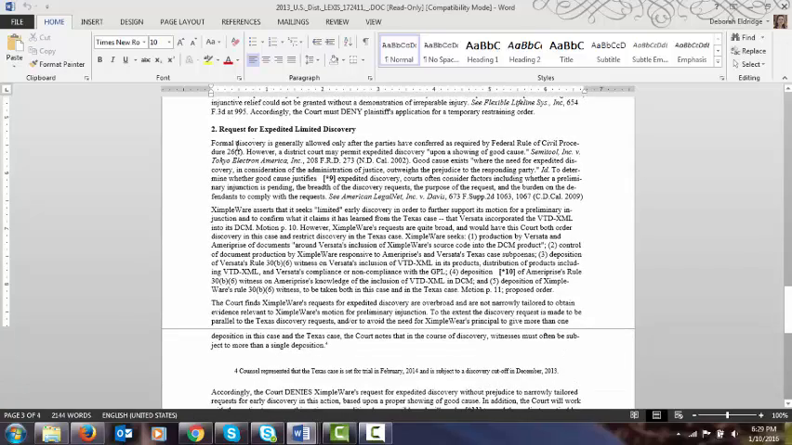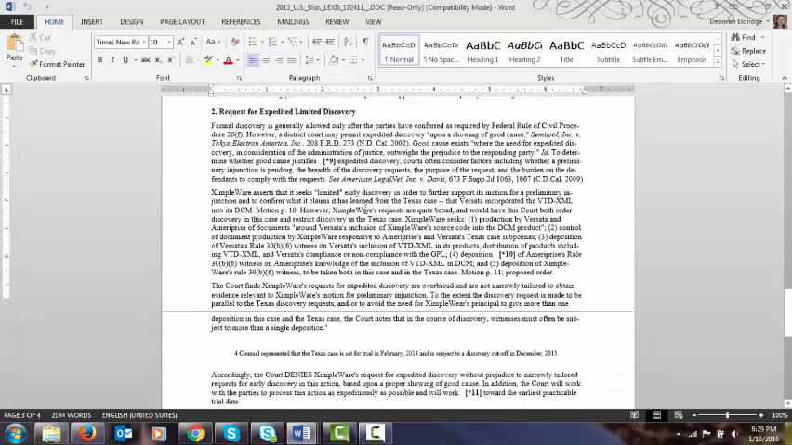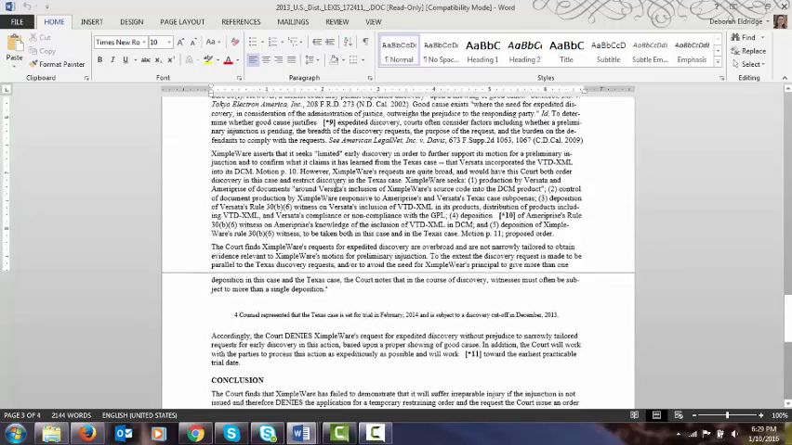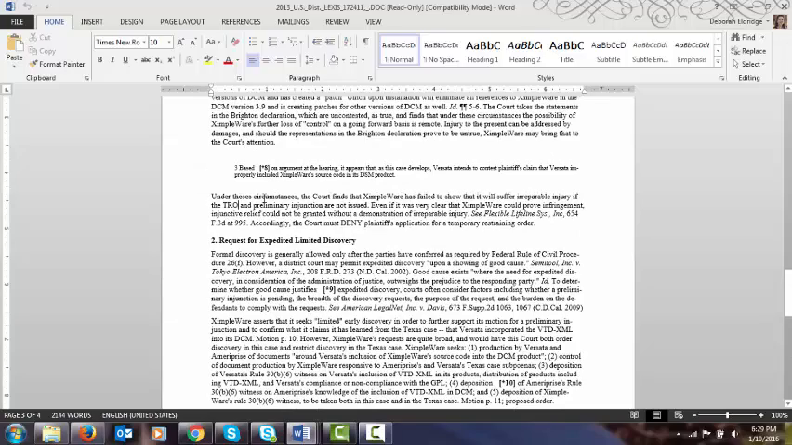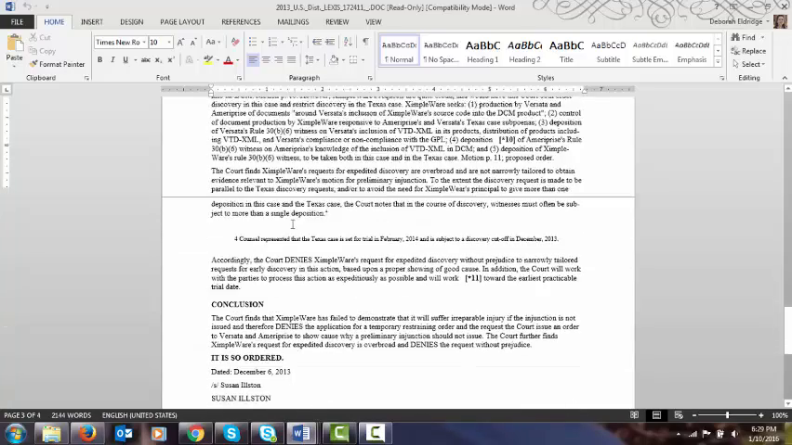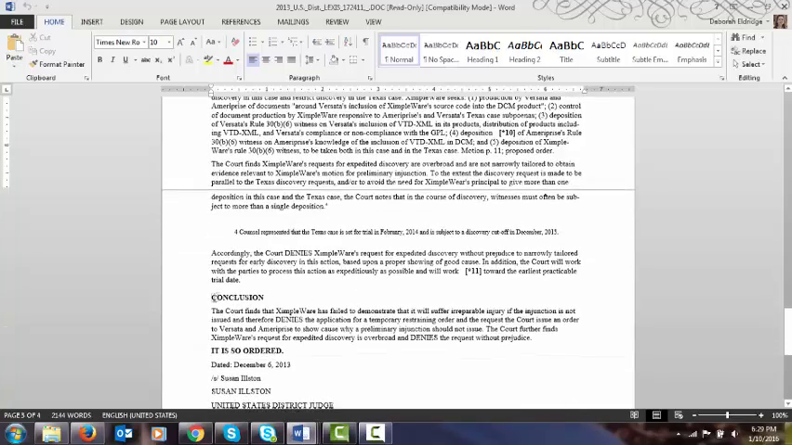Then you go down to the request for expedited limited discovery. I'm not concerned about that issue as much because we're really looking at the heart of the case and what is at the heart of the case. So think about that. And then when you have the conclusion, the court finds that Exemplaware has failed to demonstrate that it will what? And now it's giving you your direct answer to your question. And your holding is always your answer to the issue. And the issue is the question. So you're looking at that. Always look at the conclusion.